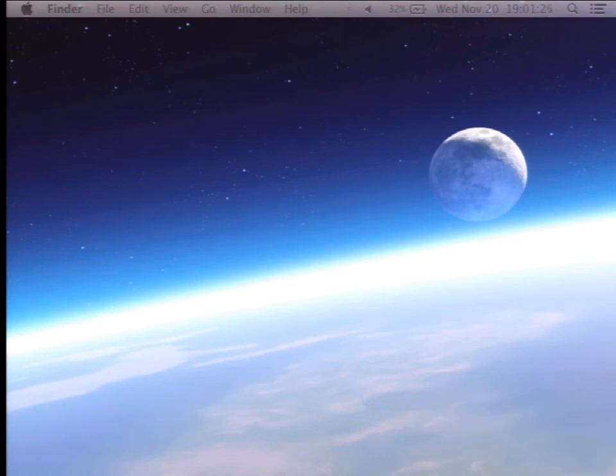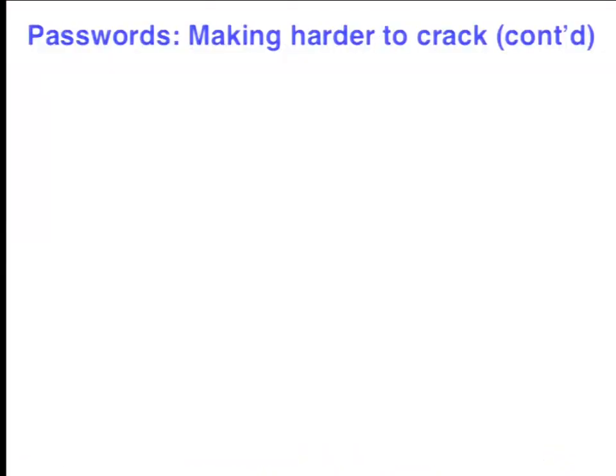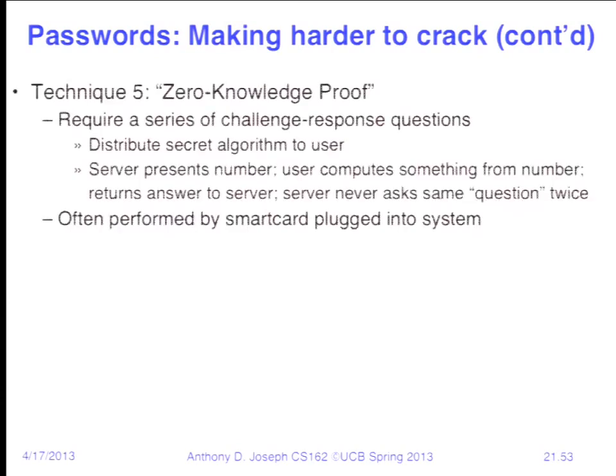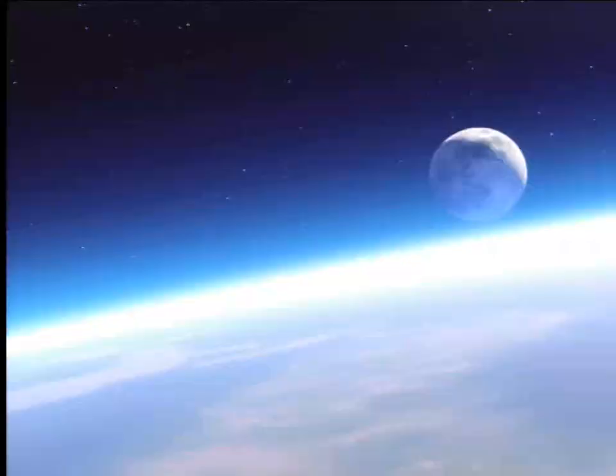proof. So what a zero-knowledge proof does is it's basically a secret algorithm, and I do a series of challenge and responses between the server and myself. Okay? So both of us have the algorithm. It's secret, and the server gives me a number. I compute on that number. I send back the response, and even if someone sees lots of these exchanges, they can't guess what the algorithm is. No knowledge is leaked.